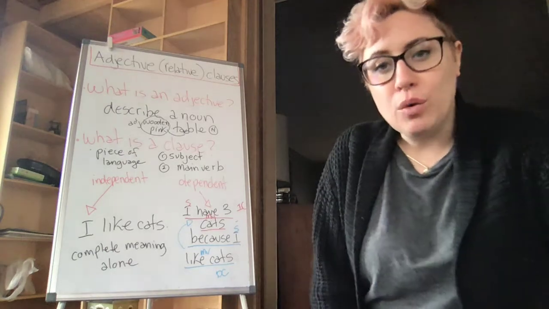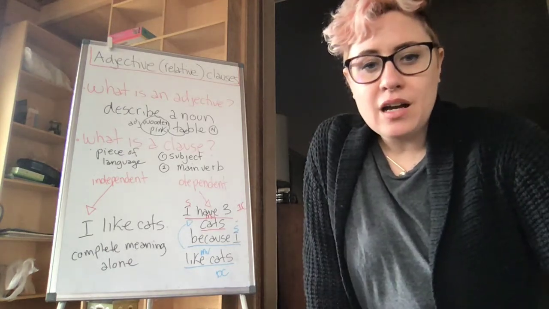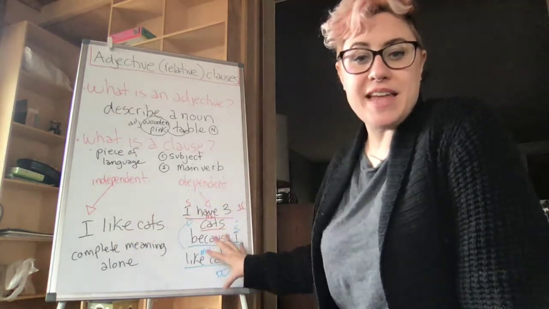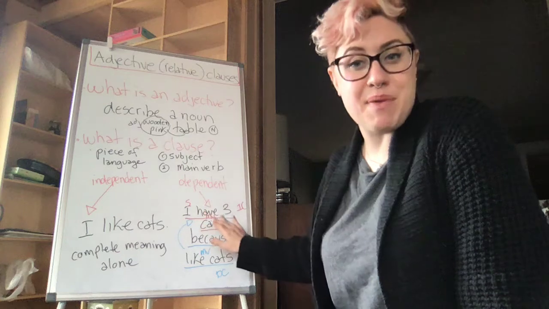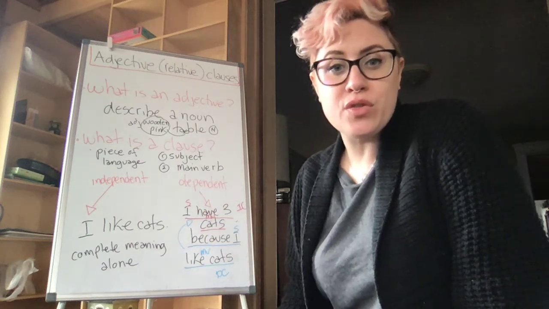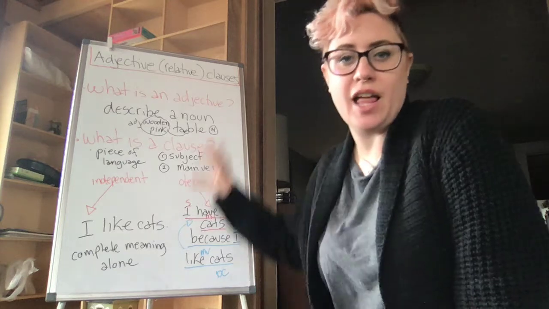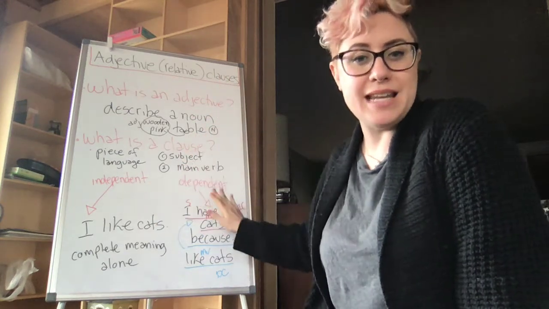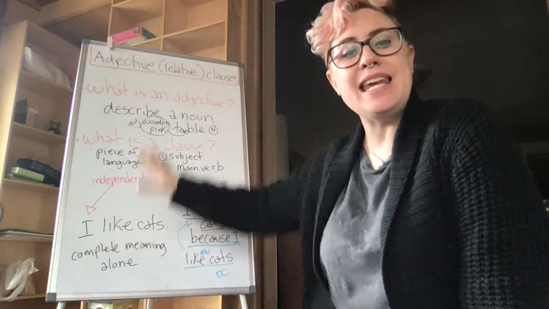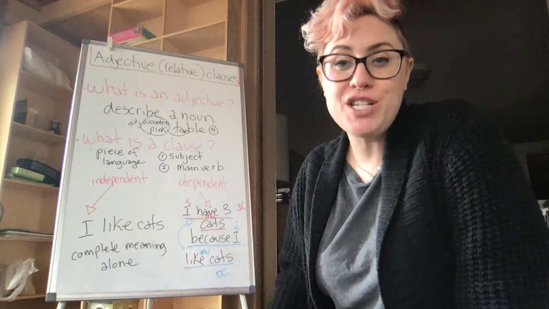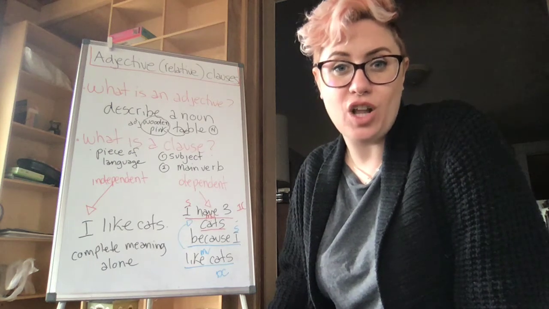Okay, so independent clauses have meaning by themselves. Dependent clauses need independent clauses to have complete meaning. So those 3 pieces of information, like what is an adjective, what is a clause, what is an independent and dependent clause, you need this information to understand how to put together an adjective clause.